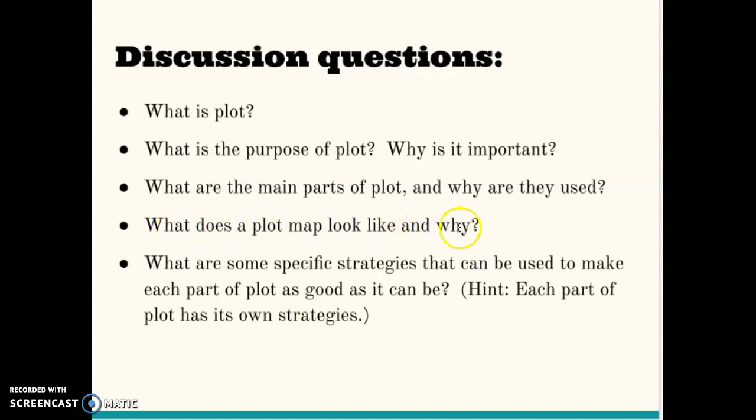What does a plot map look like? This is something that you should be able to label. Just a hint, you will have an assessment that asks you to label a plot map. And let's see what the last discussion question is. What are some specific strategies that can be used to make each part of plot as good as it can be? And each part of the plot has its own strategies.